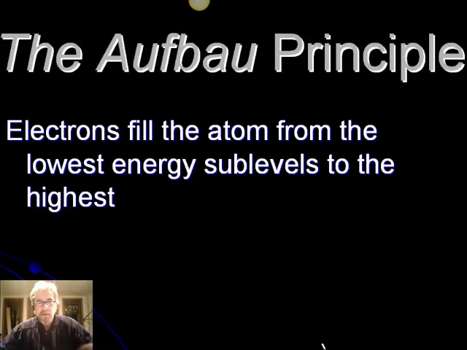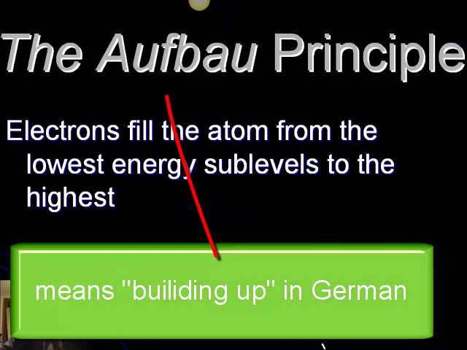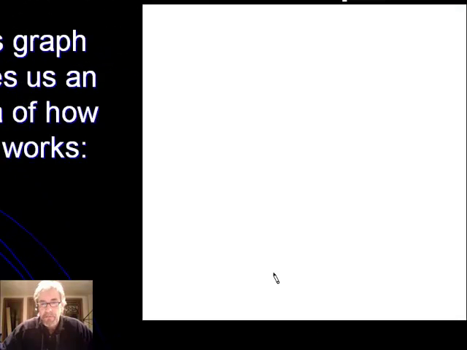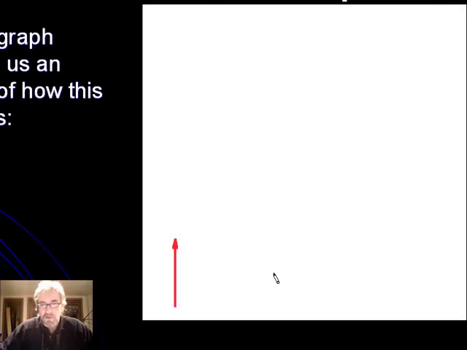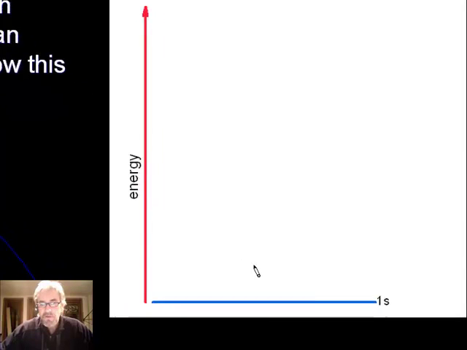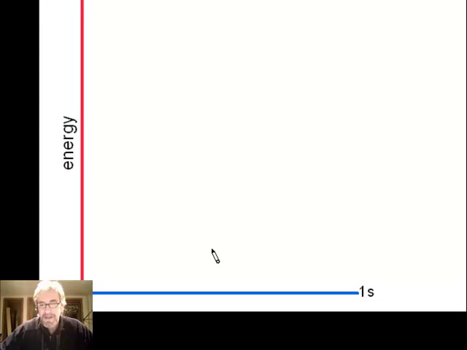The Aufbau principle comes from a German word that literally means building up. The Aufbau principle says that electrons fill the atom from the lowest possible energy sublevels to the highest energy sublevels or subshells. This graph here gives us an idea of how this works. This is an energy diagram. So as we go up in the y-axis, we're plotting energy. The lowest of all sublevels, as you can see here, is the 1s. The first electrons that go in any atom are going to go there in the 1s sublevel.